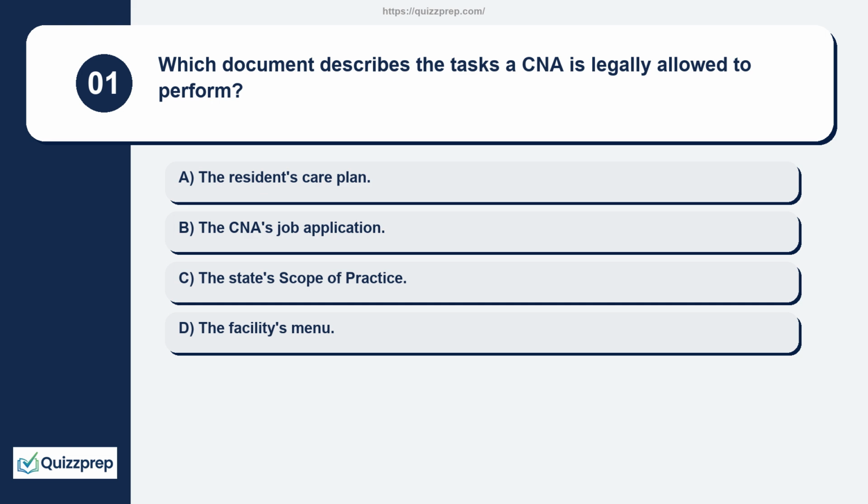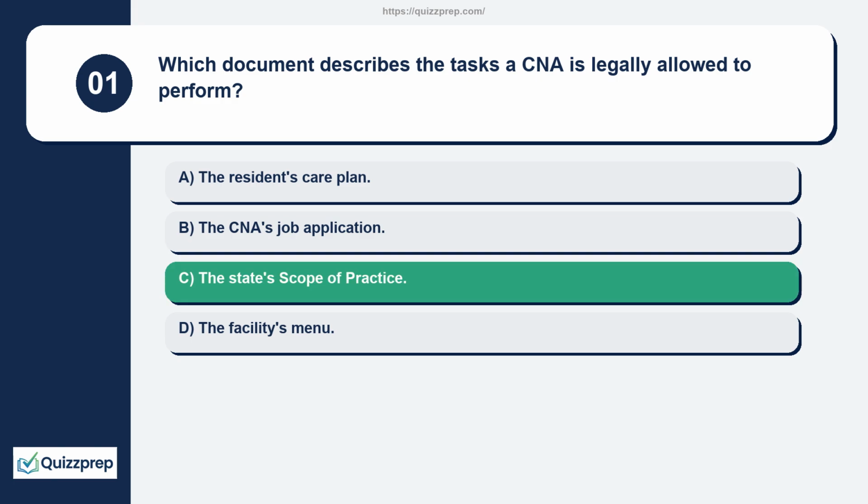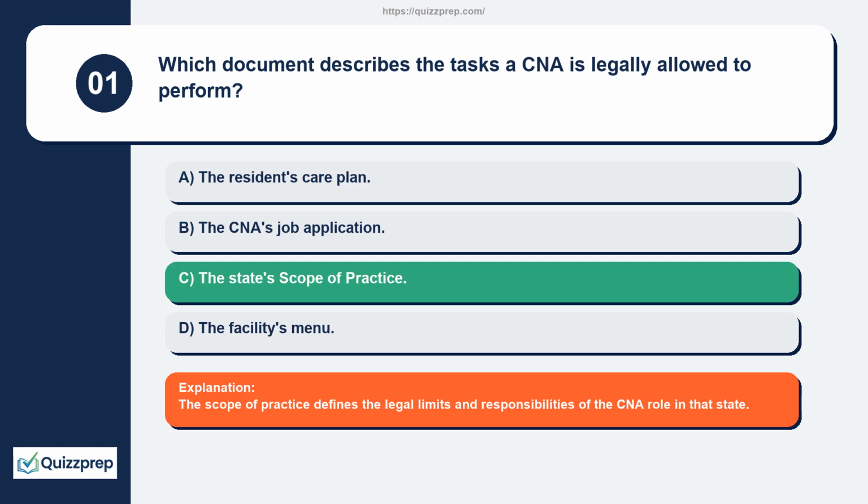Question 1. Which document describes the tasks a CNA is legally allowed to perform? The resident's care plan, the CNA's job application, the state's scope of practice, the facility's menu. The scope of practice defines the legal limits and responsibilities of the CNA role in that state.